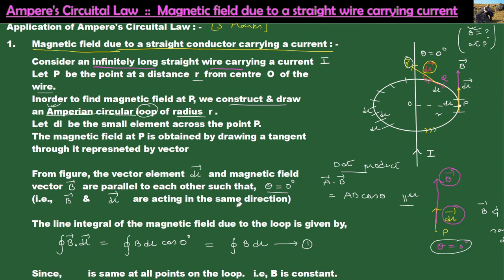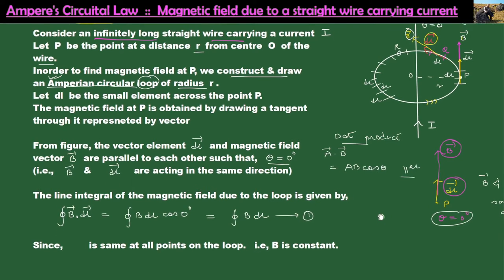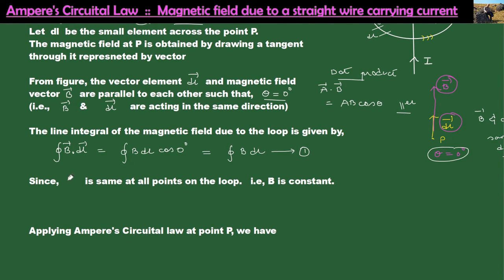From here it is also obvious that at all points, be it point P, point Q, or any point, suppose R, the magnetic field across the entire loop should be the same, or constant. Since this magnetic field B is the same at all points in the loop, B is constant. So from equation 1, since this is an integral sign, we can take B outside of the integral sign.